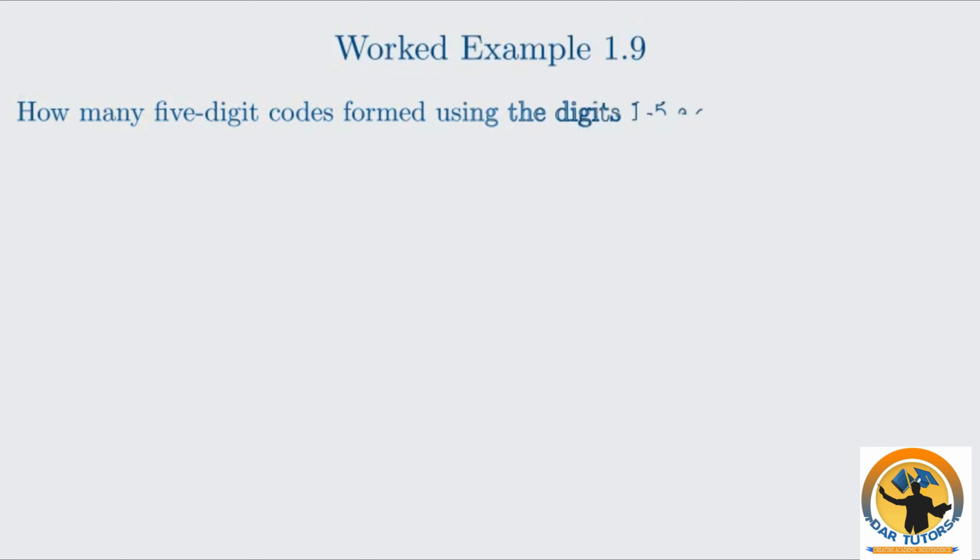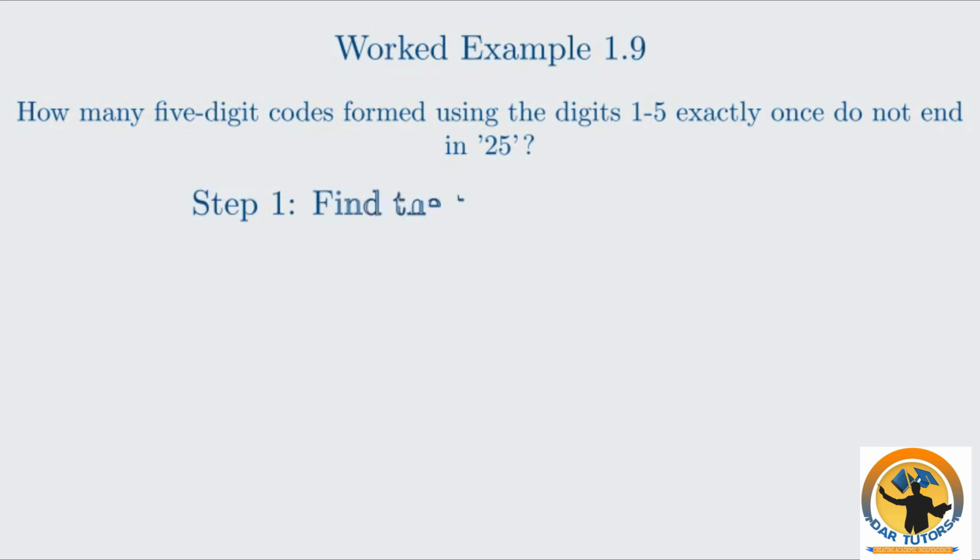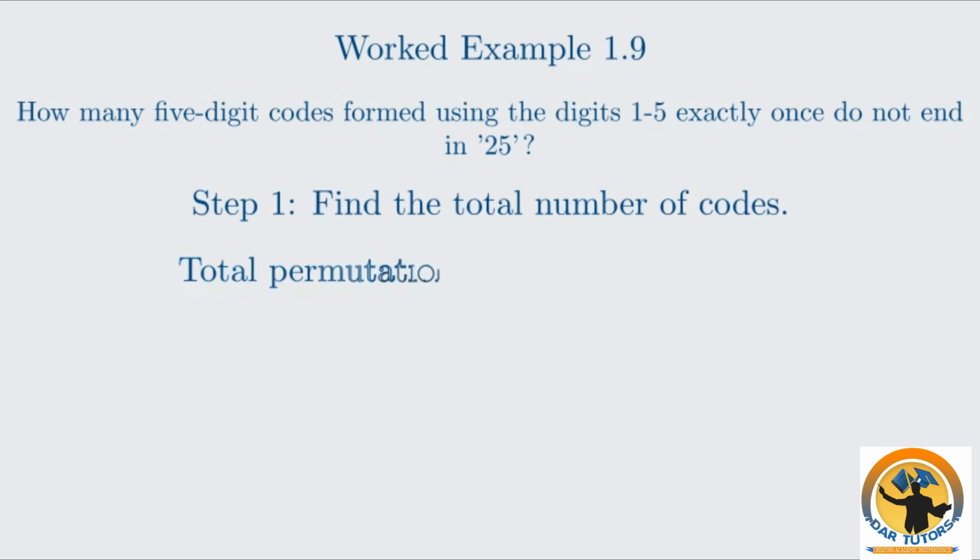Let's revisit a problem from earlier. How many 5-digit codes formed using the digits 1 through 5 exactly once do not end in 25? We want to find the number of codes that do not end in 25. Let's use the exclusion principle. First, we find the total number of possible codes. This is the number of permutations of 5 distinct digits, which is 5 factorial, or 120.